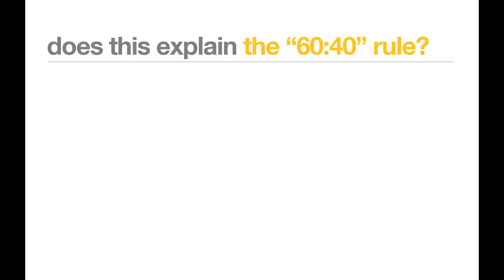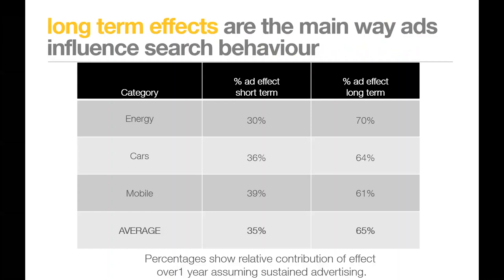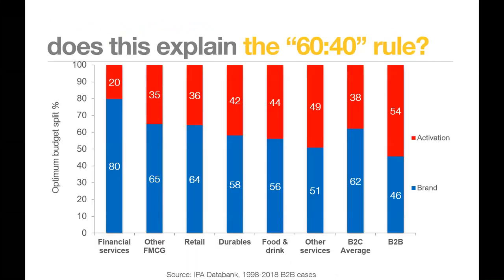we've argued that for most brands in most categories, the optimum split of the communications budget is around 60% long-term brand building and about 40% short-term sales activation. 60% long-term, 40% short-term. In fact, our best reading of it across all B2C categories in recent years was 62-38. So compare 62-38 against the average on the bottom of this chart, 65-35. Those are not statistically different.